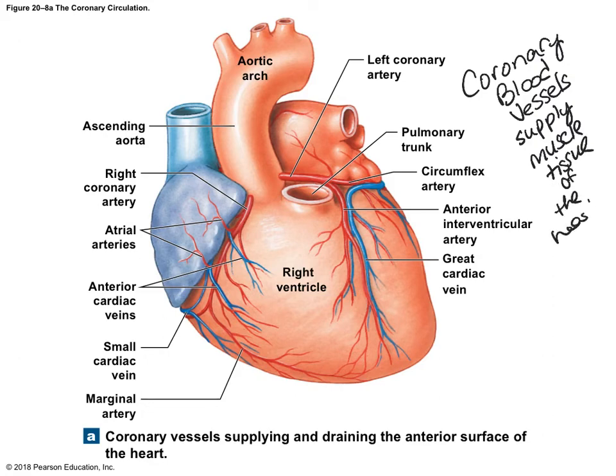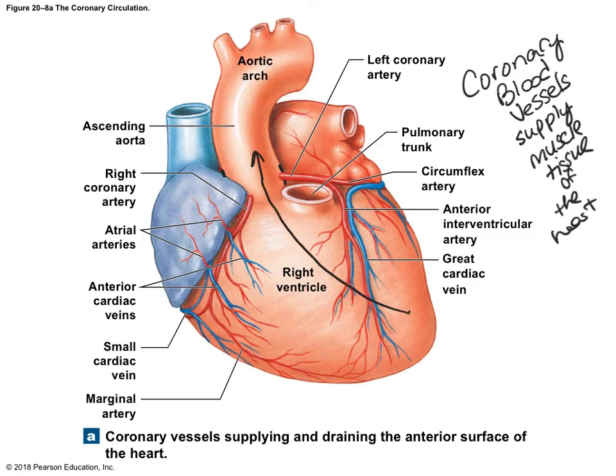So the other blood vessels that we were talking about, those major blood vessels, they don't supply the heart muscle, they supply everything else in the body. Let's start by looking at the coronary arteries. At the arch of the aorta, the blood is coming right from the left ventricle into the aorta.